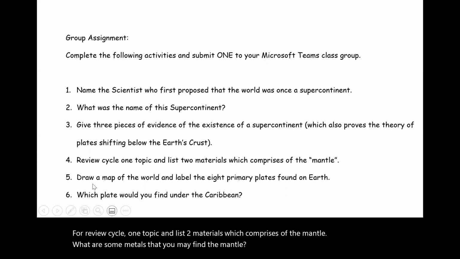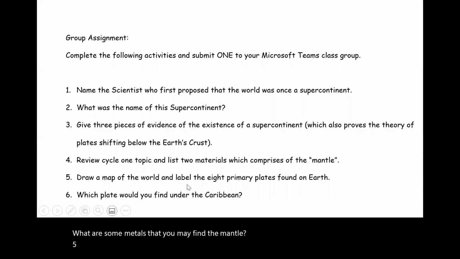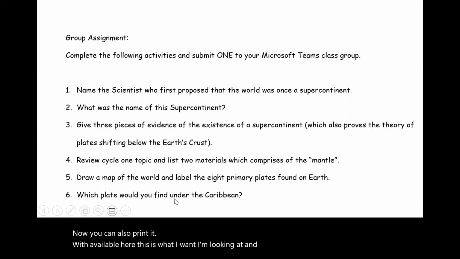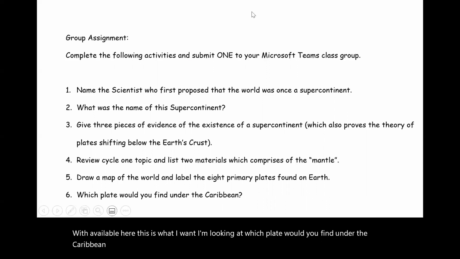5, draw a map of the world and label the 8 primary plates found on Earth. Now you can also print it, or it's available here. This is what I'm looking at. And which plate would you find under the Caribbean? What is the name of that plate?